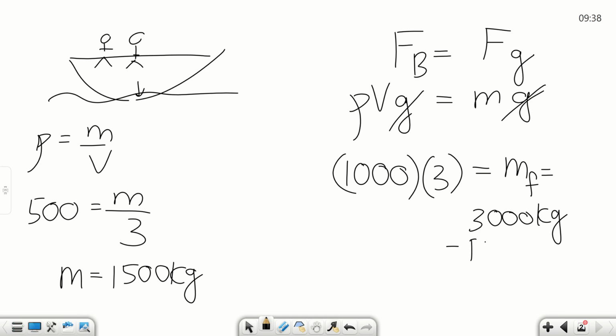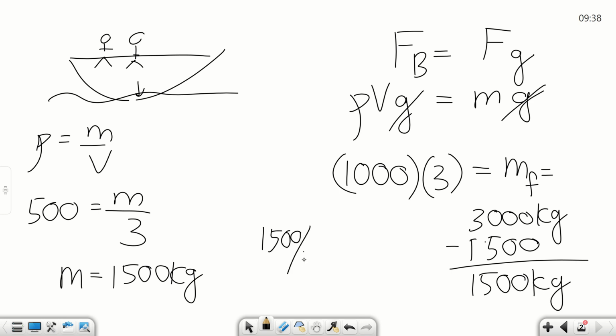So if I subtract that from the total amount of water that needs to be displaced, I need another 1,500 kilograms. Well, if each person is 100 kilograms, 1,500 divided by 100, I need 15 people. So if there are 15 people on this boat, the boat will officially be sunken in the water with the people. All right, hopefully that does not happen.